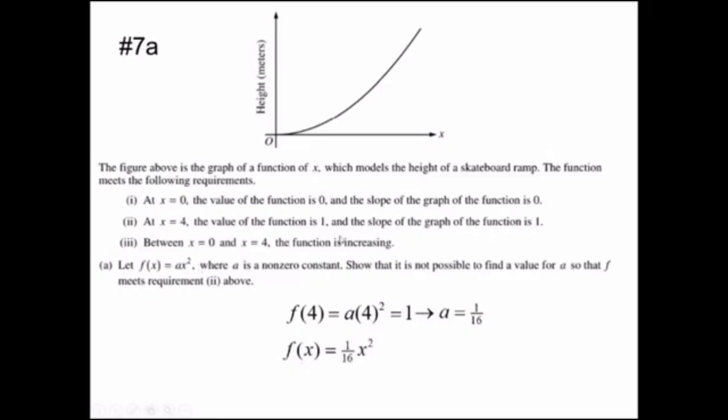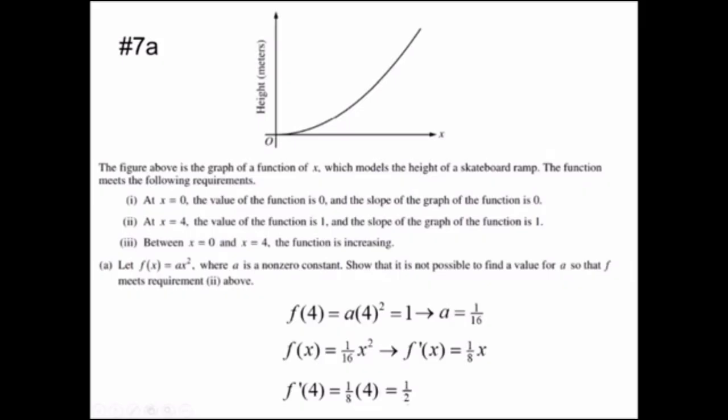Now, the second part of our condition, they said the slope of the graph is 1. That means f prime of 4 has to have a value of 1. Let's find f prime in general. Using our power rule, that's going to be 2 over 16, or 1/8 x. Let's go ahead now and see what happens if we do f prime of 4. Well, that's going to be 1/8 times 4, which is 4 over 8, or 1/2.